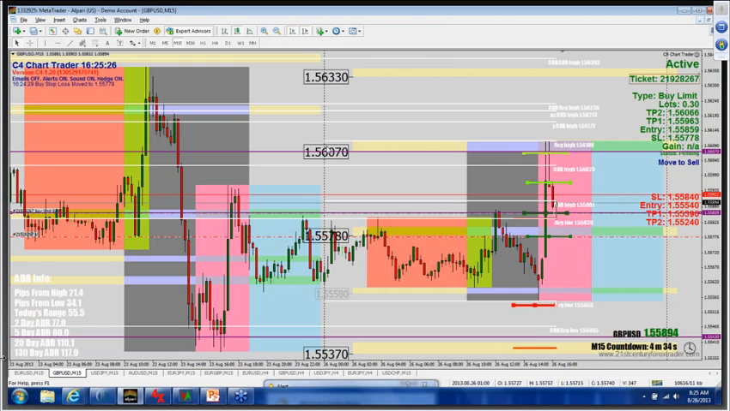The other thing I like about this one is that it's right there near a whole number. We haven't seen it close above 5,600 yet, and if we get above 5,600, then that could really tell us we've got some running to do. So let's go ahead and we'll park a sell just below that.